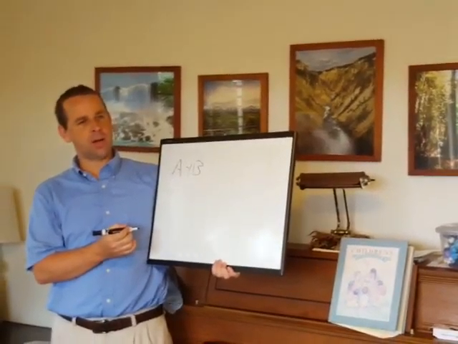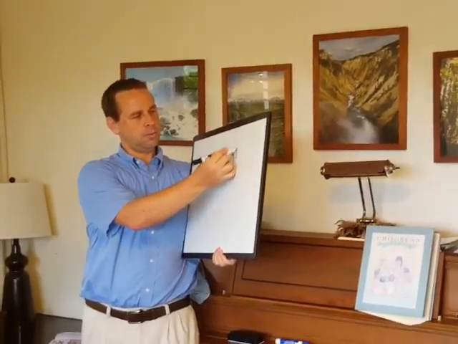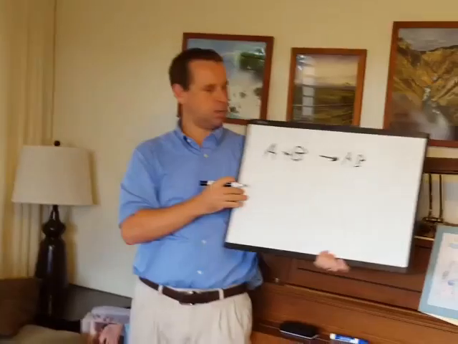A plus B yields AB. Very good. So this is an example of a chemical equation.